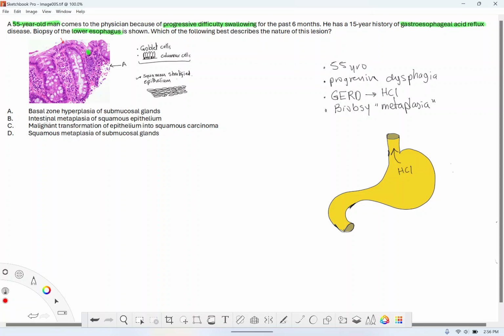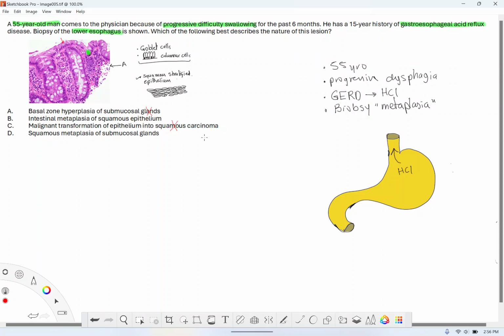B tells me intestinal metaplasia of squamous epithelium. Definitely that's the answer. So A is incorrect: malignant transformation of epithelium into squamous carcinoma. No. The lower esophagus, especially in response to acid damage, does not become squamous carcinoma. Squamous carcinoma primarily occurs in the upper esophagus, and it's primarily caused by smoke, alcohol, and those kinds of things. So lower esophagus will have adenocarcinoma.